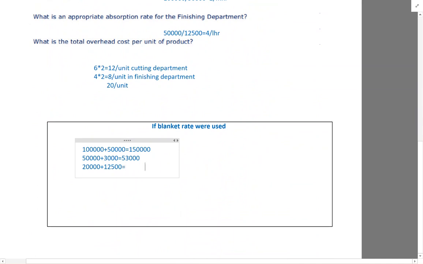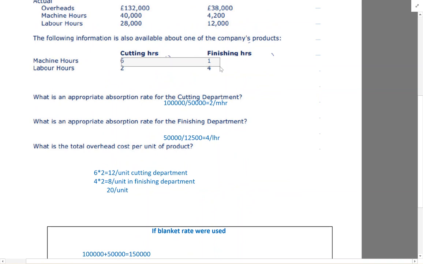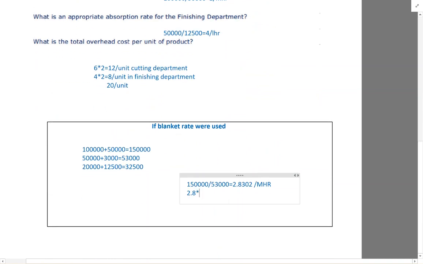So if we were using one rate for the whole organization, then we would use machine hours, because machine hours is more. So that means we would have 2.8 per machine hour. 2.8 per machine hour, and there are 6 plus 1, 7 machine hours used in both departments. That means our rate would be 19.60, very close to that one. But blanket rates are not fair rates because different products could use different time in these departments.